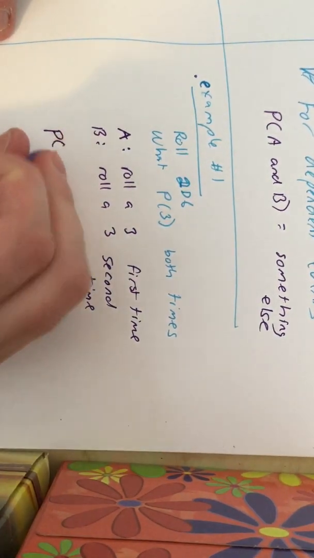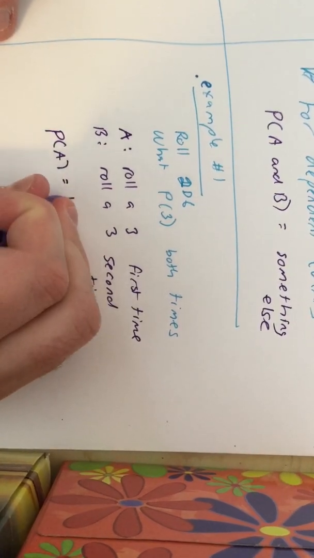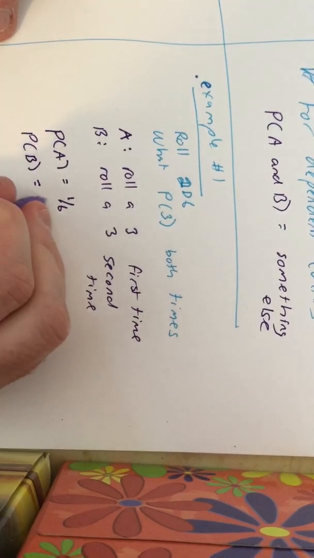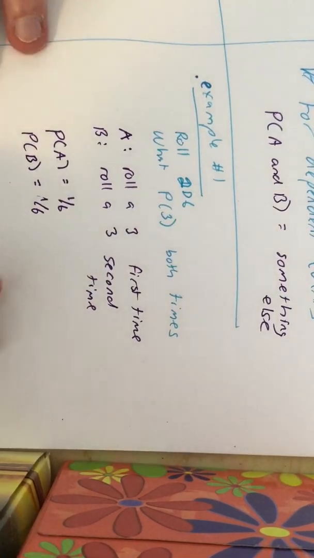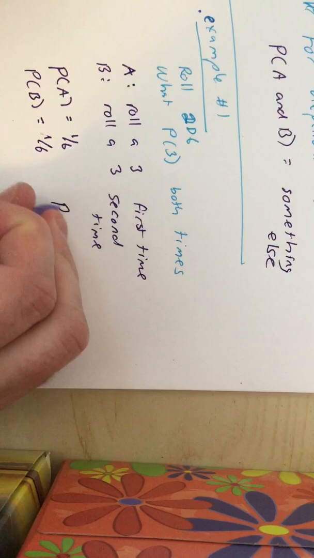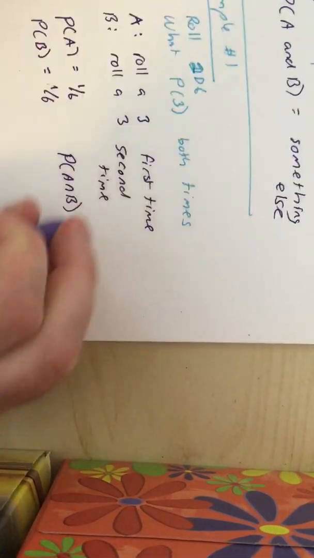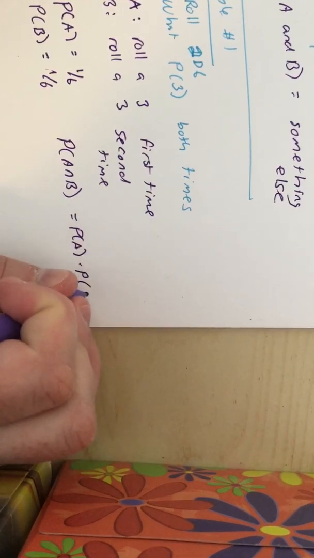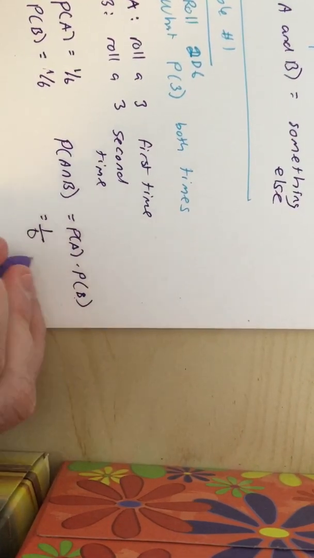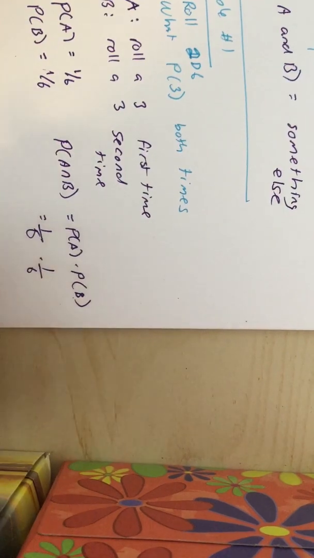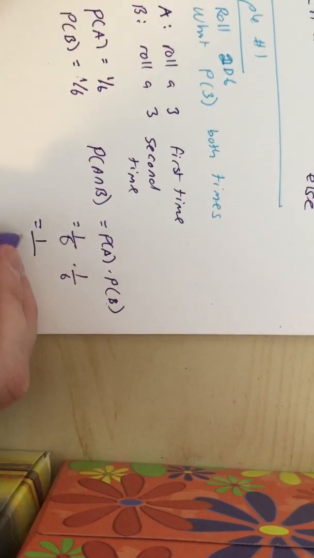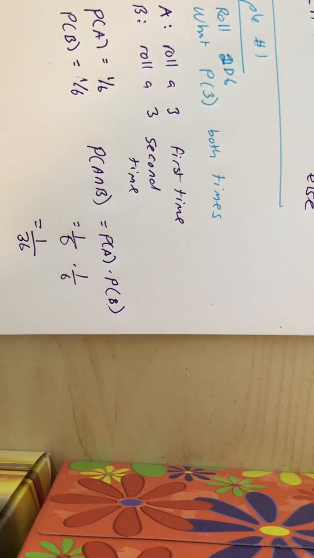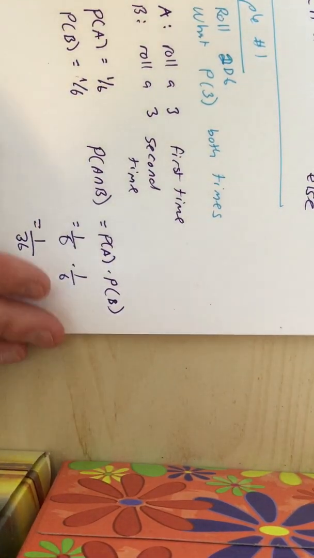Now the probability of rolling a 3 the first time, it's a 6-sided die, so it's going to be 1 out of 6. The probability of rolling it on the second one is similarly 1 out of 6. Because they're independent events, the probability of A and B is the probability of A times the probability of B, which is 1 over 6 times 1 over 6, which is 1 over 36. Which is not very thrilling, but it's good enough.